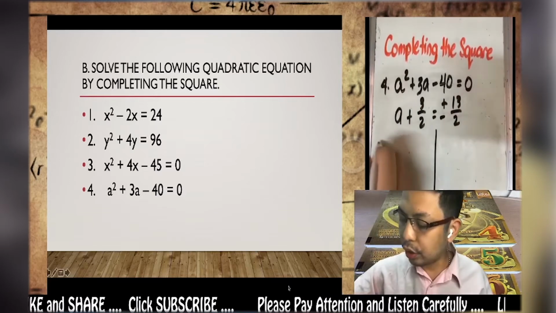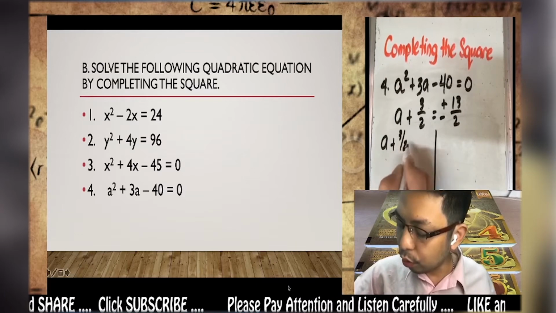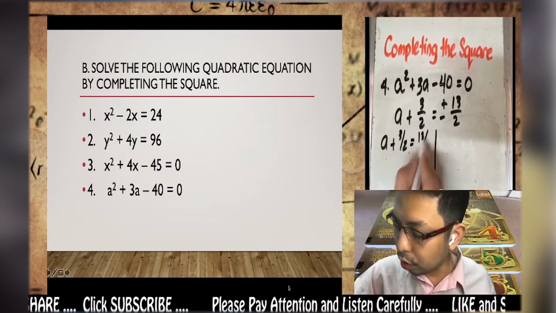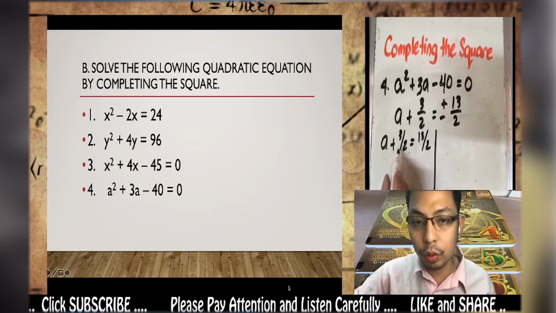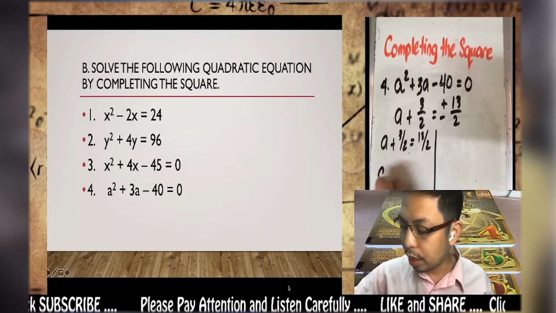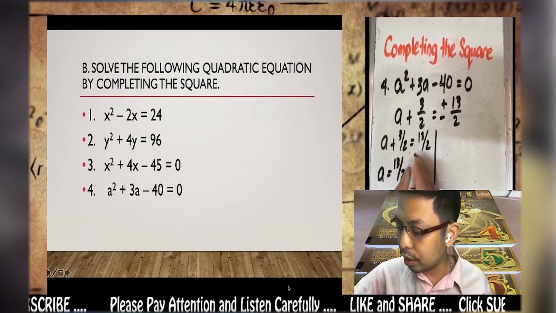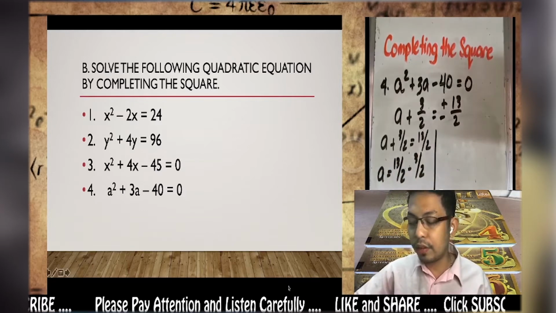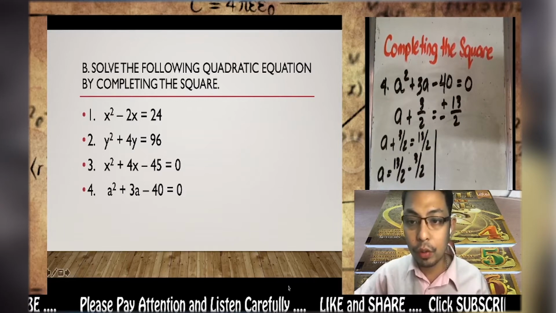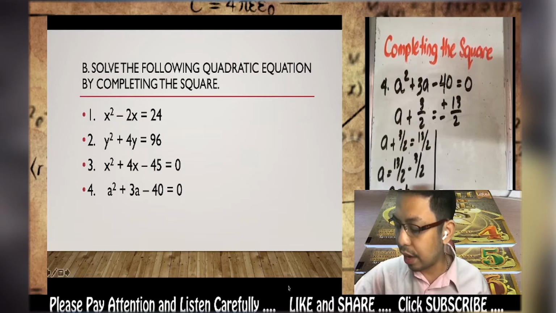We have two equations. One is a plus 3 over 2 is equal to 13 over 2. 3 over 2 to the other side, that will be negative 3 over 2. So a is equal to 13 over 2 minus 3 over 2. That will give us 10 over 2. 10 over 2 is equal to 5. So a is equal to 5.